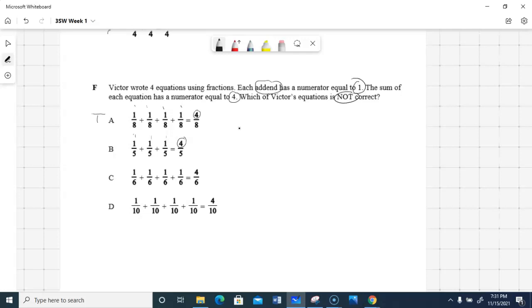But it looks like I have 1, 2, 3/5, not 4/5, so that one is actually false. We'll still go and look at the rest of our answer choices.